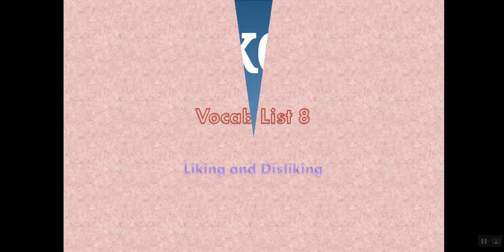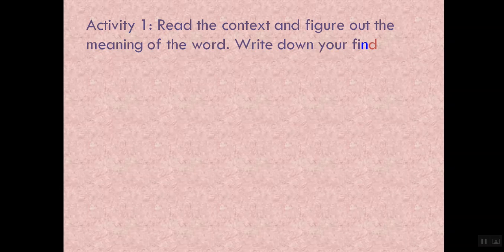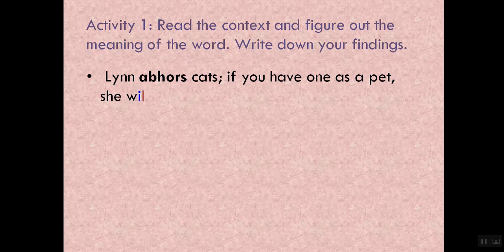Let's start the list by the word abhor. This is actually vocab list 8, liking and disliking. Read the context and figure out the meaning of the word. Write down your findings. Actually, guys, this video is not going to be spoon feeding. That's why we're going to read the context together, trying to figure out the meaning of the unfamiliar word through the context clues. And let's start with the first word, abhor.